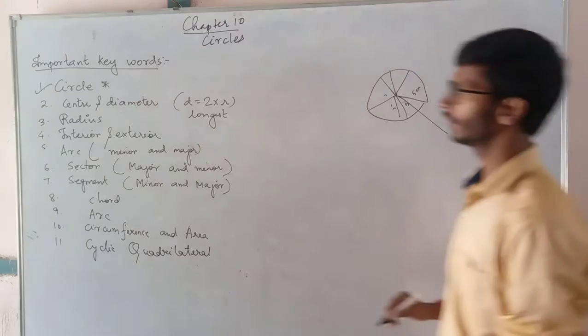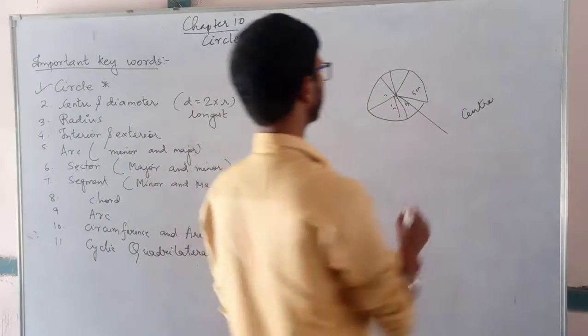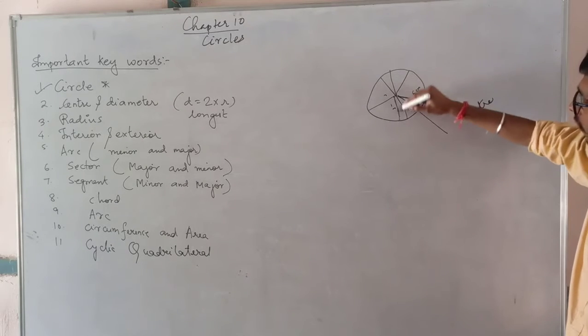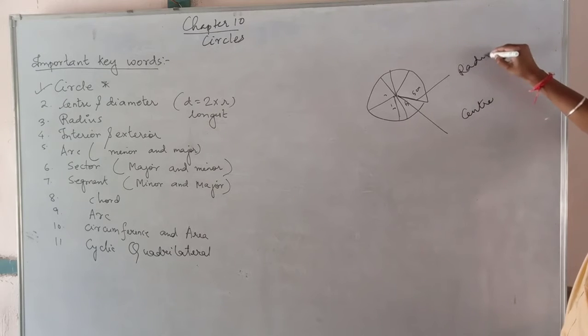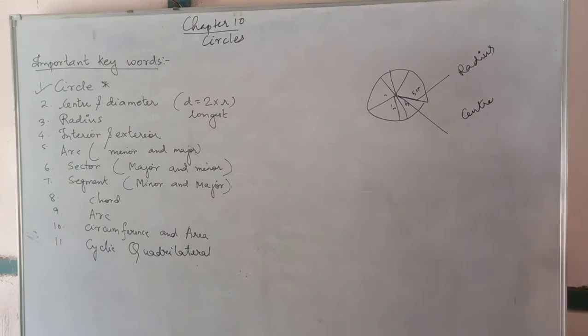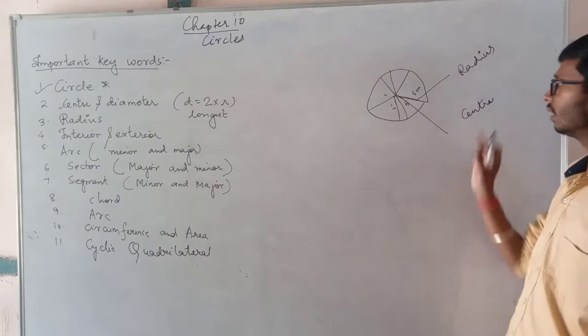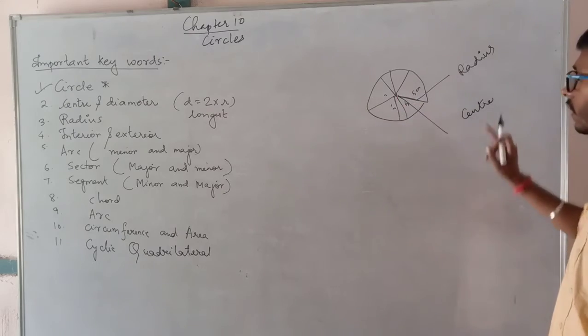Okay, so the fixed point we will call as the center, and the fixed distance, that means this 5 centimeter, okay, that fixed distance is called as the radius. That 5 centimeter we have taken as a fixed distance, we will call as the radius of the circle, and this one is the center.